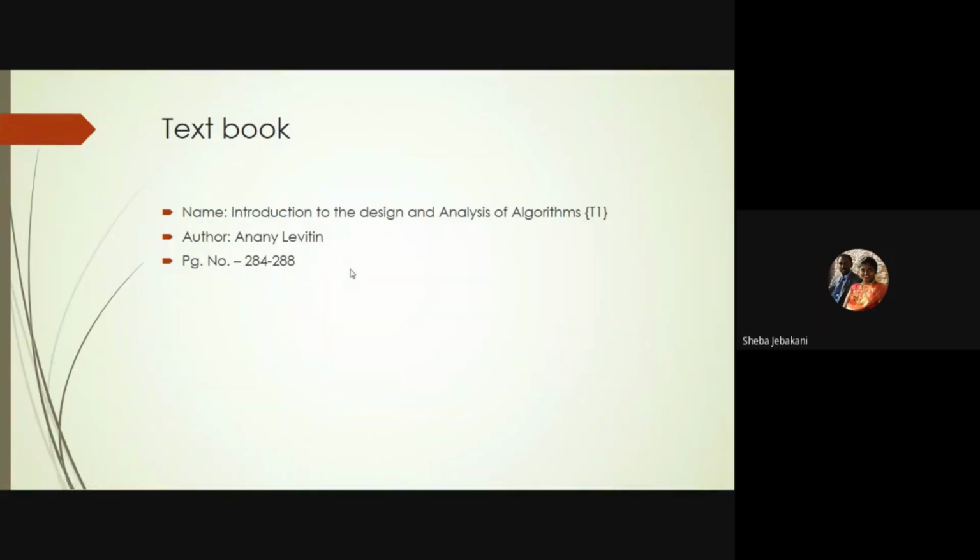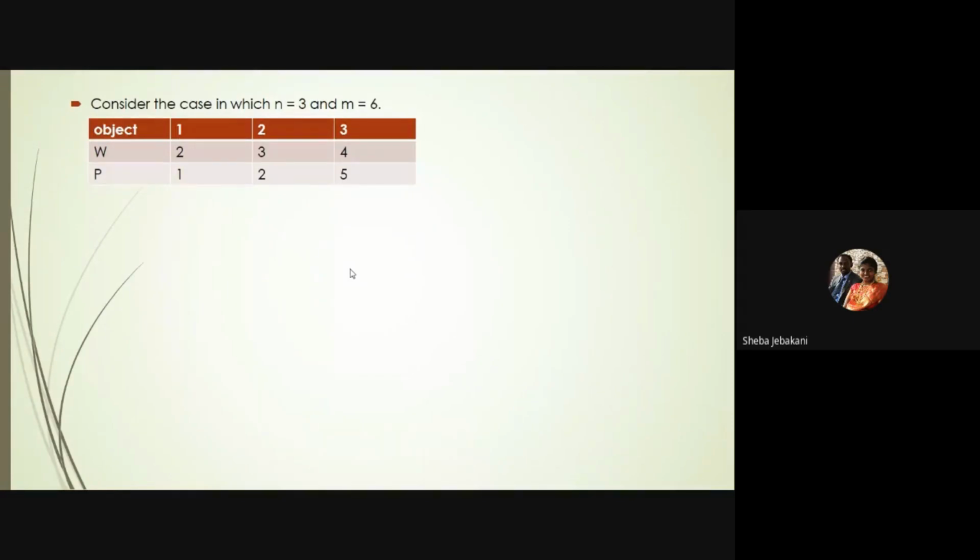Now, this is what we learnt in the last class, right? We saw considering the case where n is equal to 3 and m is equal to 6. N is the number of objects and m is the maximum capacity. And these are the weights and profits of the objects that are given. We have to compute G0 of 6. Now, this is a top-down approach which was used for computing the optimal solution. G0 is basically the optimal solution which we want to find out.